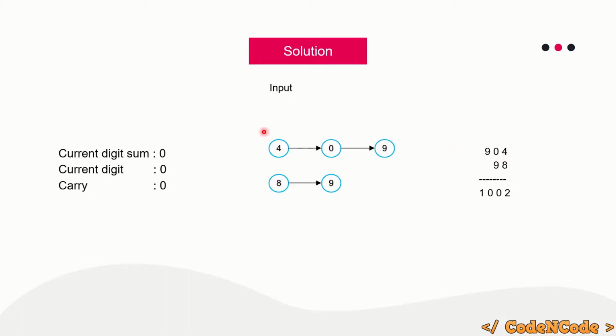The output we expect is 1002, and if you read it in reverse order, you should output 2001. Your linked list should represent 2001 in the reverse order, right? So yeah, this is how we'll solve this problem.